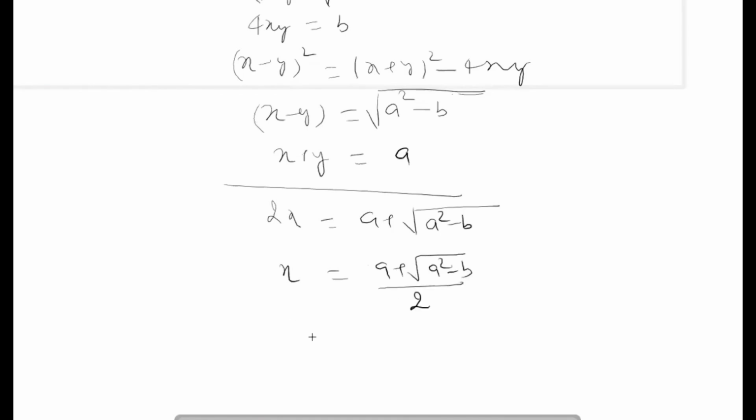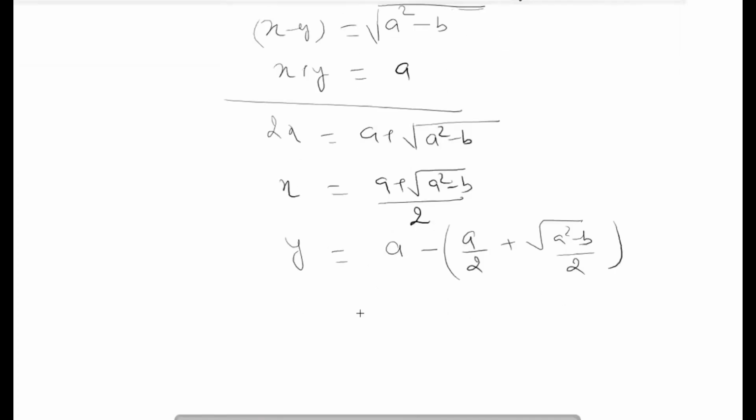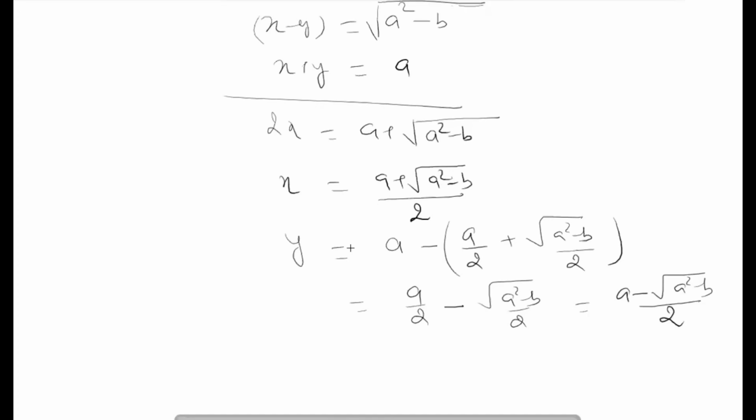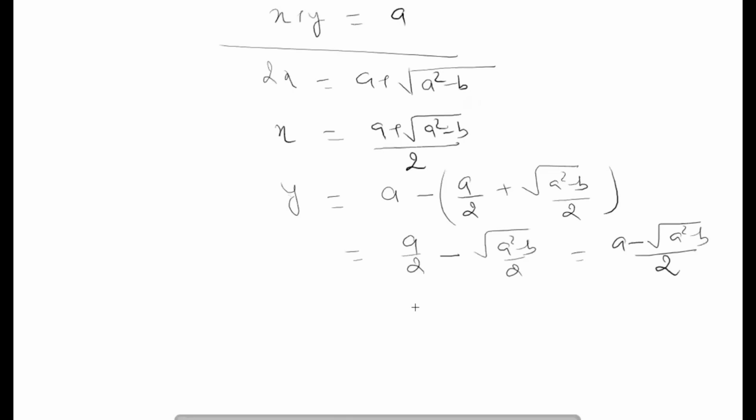Then you find y. You can just go ahead and put it over here. You will get a minus x, which is a minus a by 2 plus the square root of a square minus b by 2. This gives you a by 2 minus the square root of a square minus b by 2, which is a minus the square root of a square minus b, upon 2. So what you found out is x is going to be this, y is going to be this.